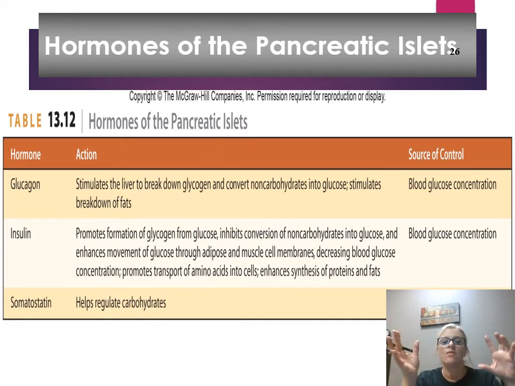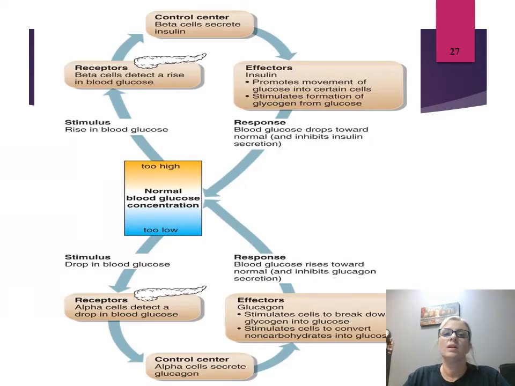Okay, and so those have opposite effects. Glucagon stimulates the liver to break down glycogen from muscle cells and convert it into sugar to increase blood sugar. Insulin is going to promote the formation of glycogen and put that into muscles to lower blood glucose concentration. So insulin and glucagon function together to stabilize that blood glucose concentration. And this is the negative feedback loop here.